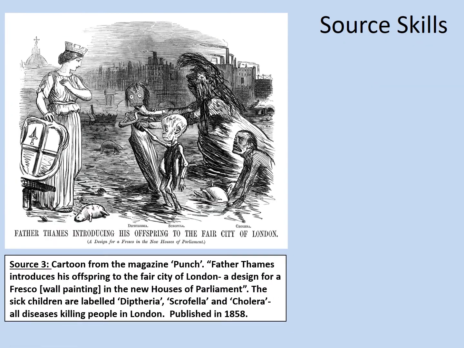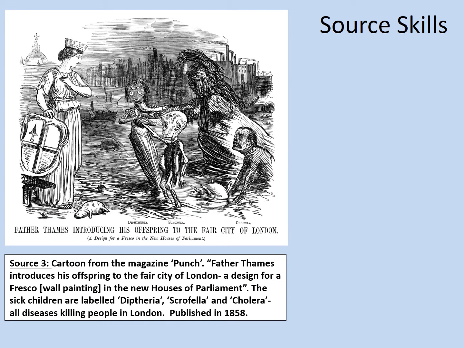Let's extend our understanding further with a few more source skills. Here we've got source 3, a cartoon from the magazine Punch, which was a popular satirical magazine at the time that often poked fun at authority figures and commented on current affairs. This is called Father Thames Introduces His Offspring to the Fair City of London, a design for a fresco or wall painting in the new Houses of Parliament.